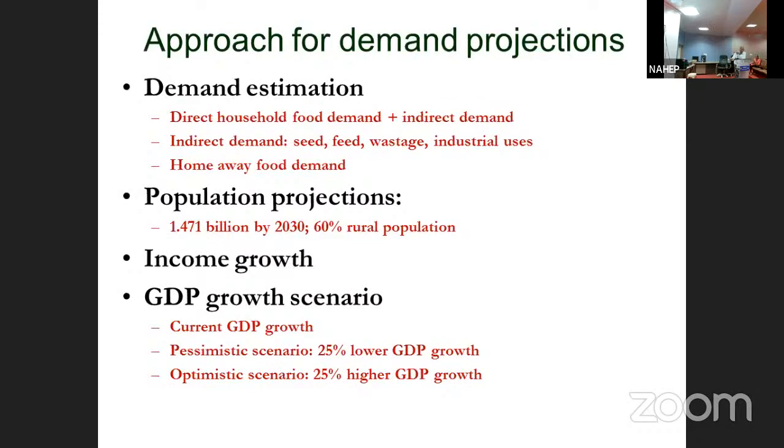Then it's a demand estimation. What is the demand? From the survey data, you get the household demand only. It is the direct household demand, and the total demand will be household demand plus indirect demand. What is indirect demand? Demand for seed, feed, wastage, industrial use. This is my indirect demand. I have to compute how to get the seed demand, feed demand, wastage, industrial use.